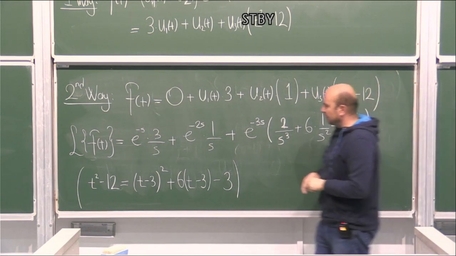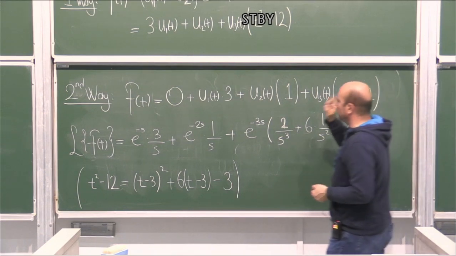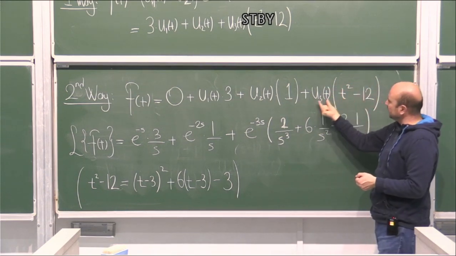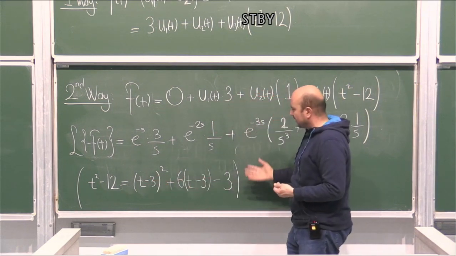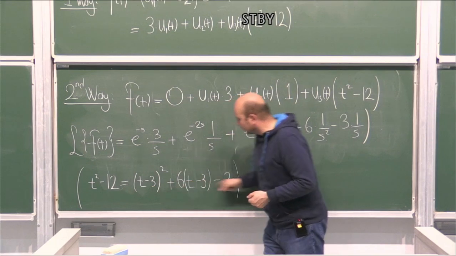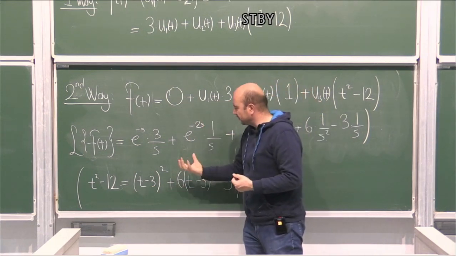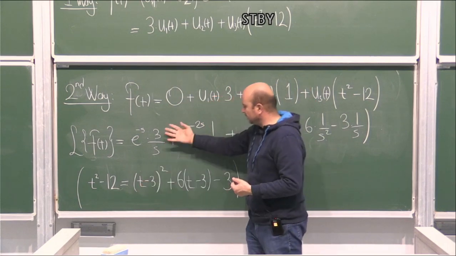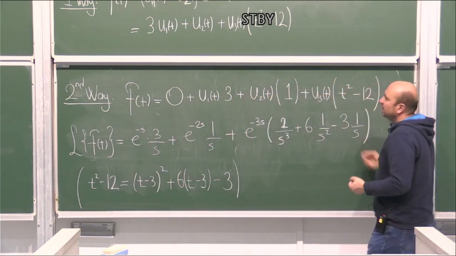Now, be careful. To use the formula, I have to express this in terms of not t's, but in terms of t minus 3's. This is the expression. But then when you are going to write the Laplace, you will not write the Laplace of this, but the original Laplace, which is the non-shifted version, which is t squared plus 6t minus 3, as you can see here.